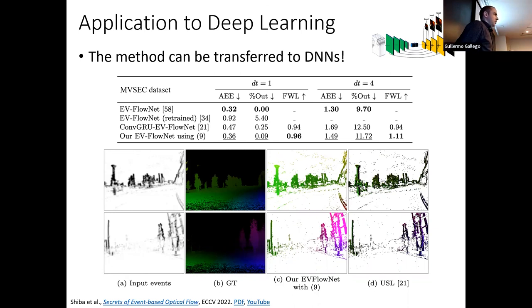Yes, the thing is that we see differences with them. So for dt equal 1, actually, the motion is very, very small. There is not much to see in these sequences. It's only in dt equal 4 that you see more of the displacement. I mean, with dt equal 1, you could almost predict that it's not moving. It would already be a good prediction.